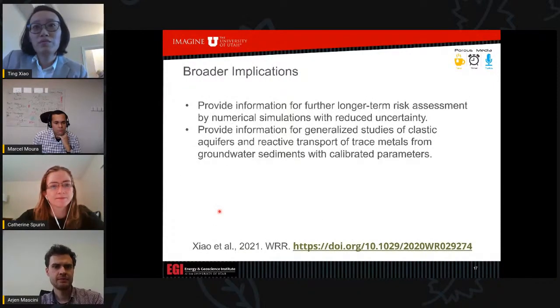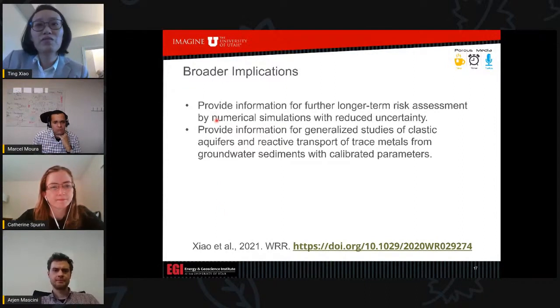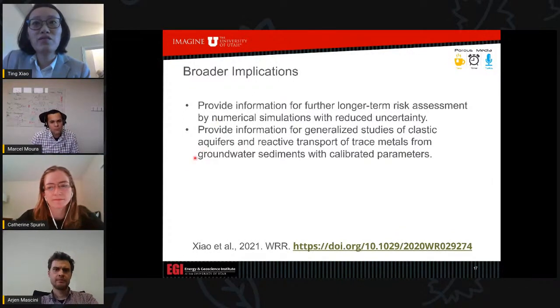So broader implications include providing information for further longer-term risk assessment, as well as for generalized studies of clastic aquifers and reactive transport of trace metals from groundwater sediments. This study is published in Water Resources Research. So if you are interested in this study, you can find more details online.